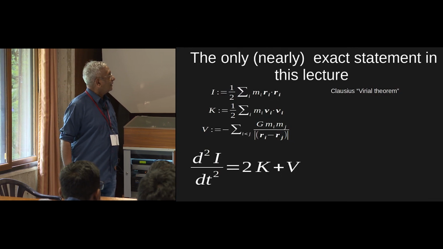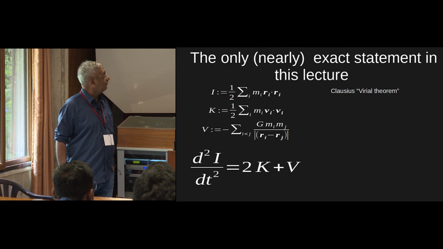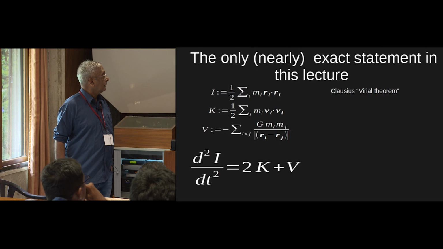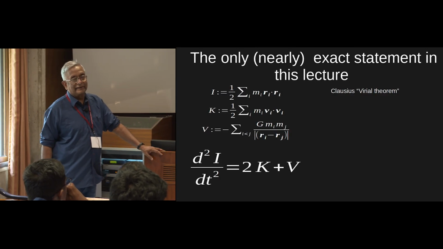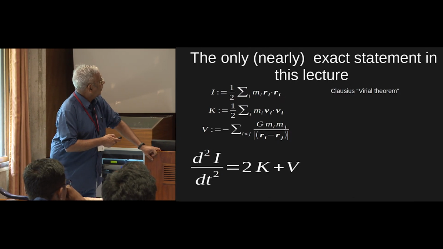That's all. So then what the theorem says, and I'm not deriving it, but it's not difficult to derive, is that if you take the second derivative of I, it's exactly equal to twice the kinetic energy plus the potential energy. In fact, you can get a quick idea of why.